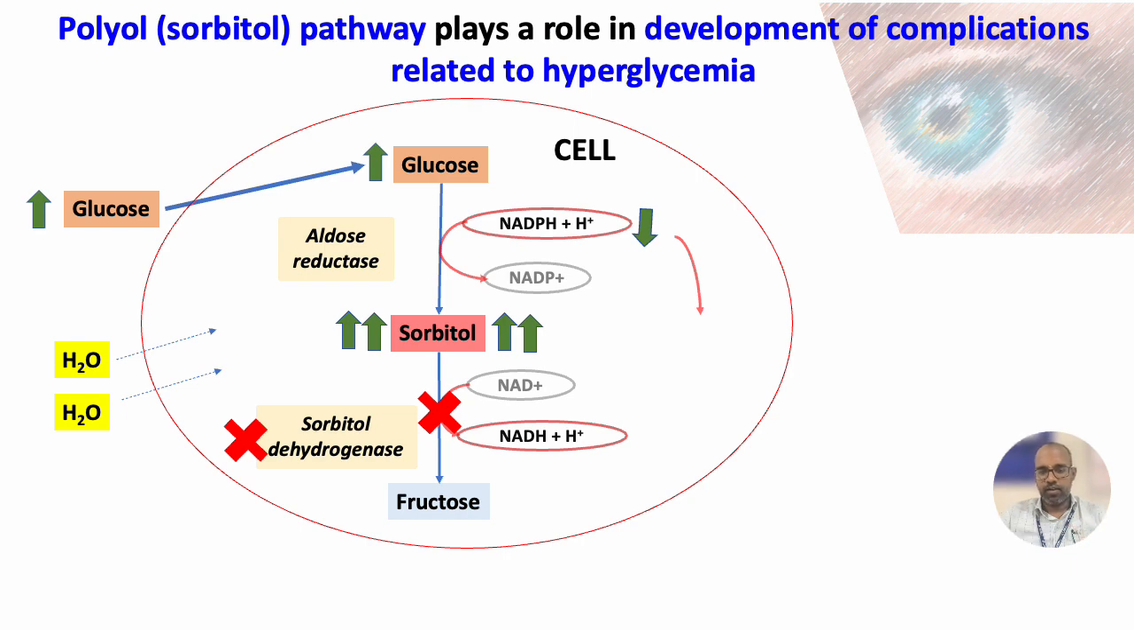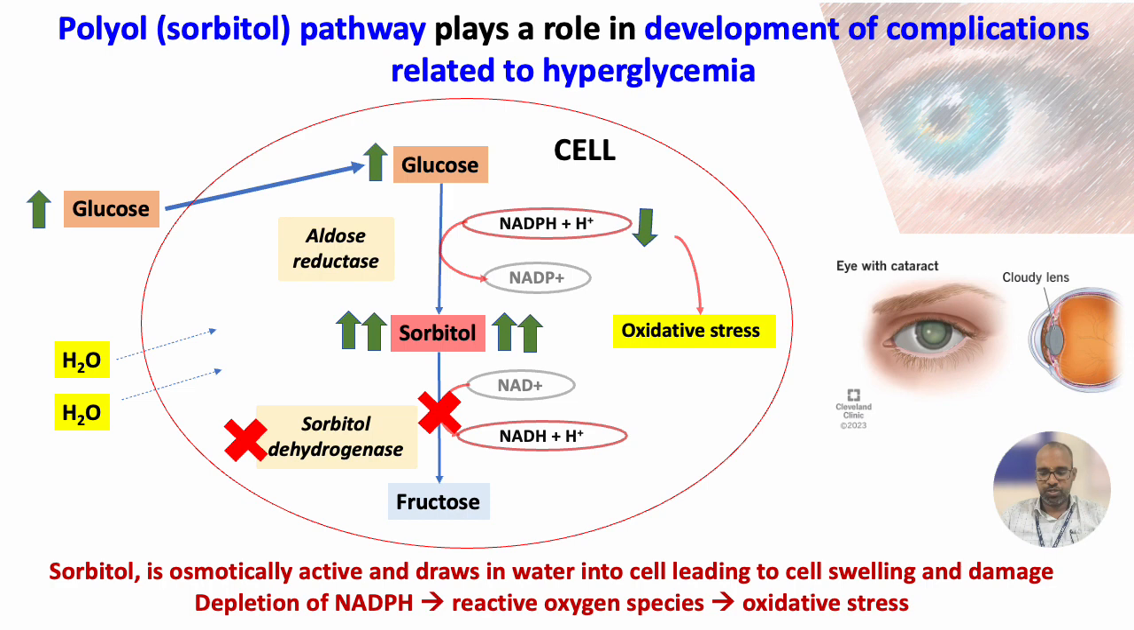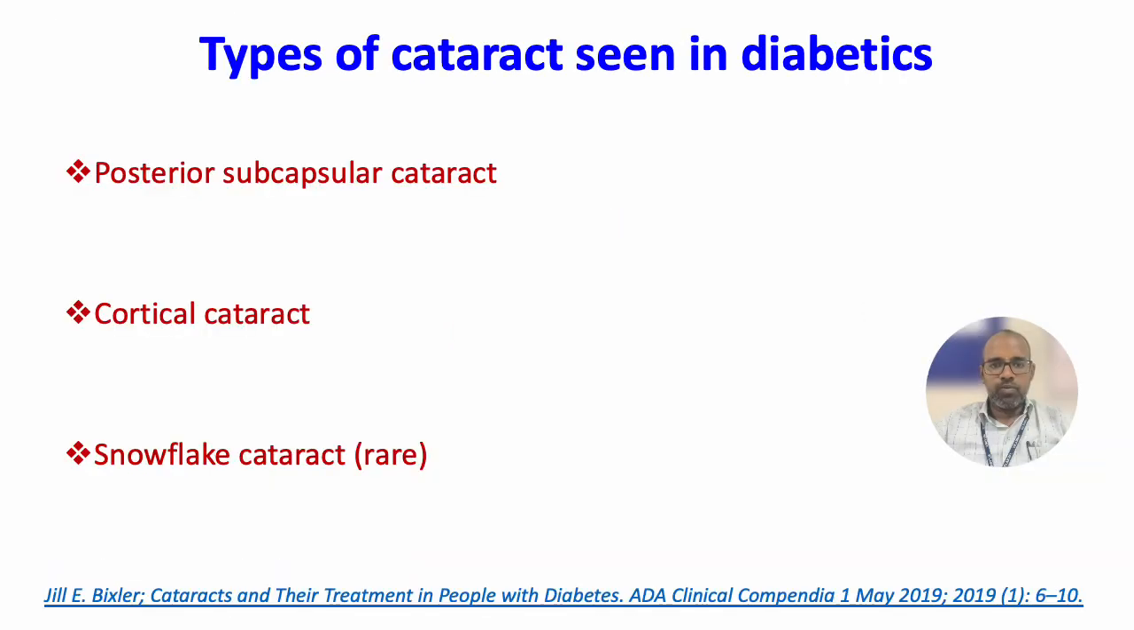So that is cataract. Second, depletion of NADPH can promote oxidative stress, which can also damage the lens cells and again lead to cataract. So these are the two important reasons why patients with diabetes develop cataract. One is because of the accumulation of sorbitol in the lens, the other is because of the oxidative stress from the depletion of NADPH.